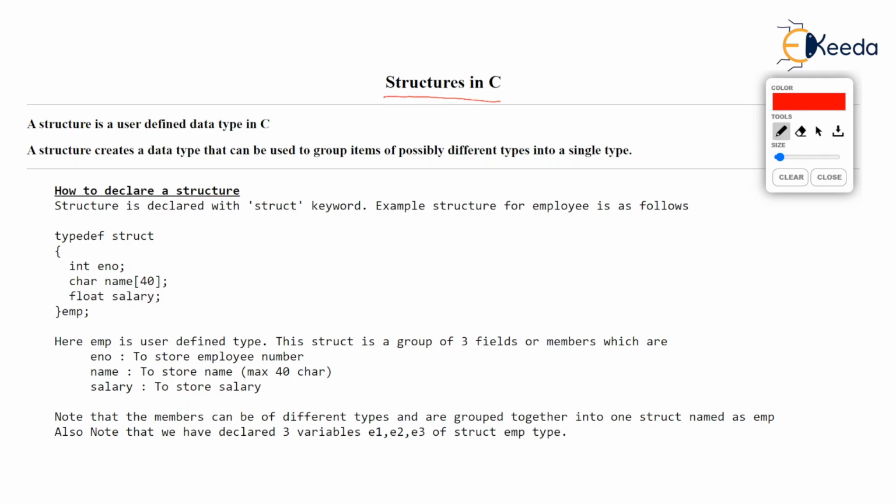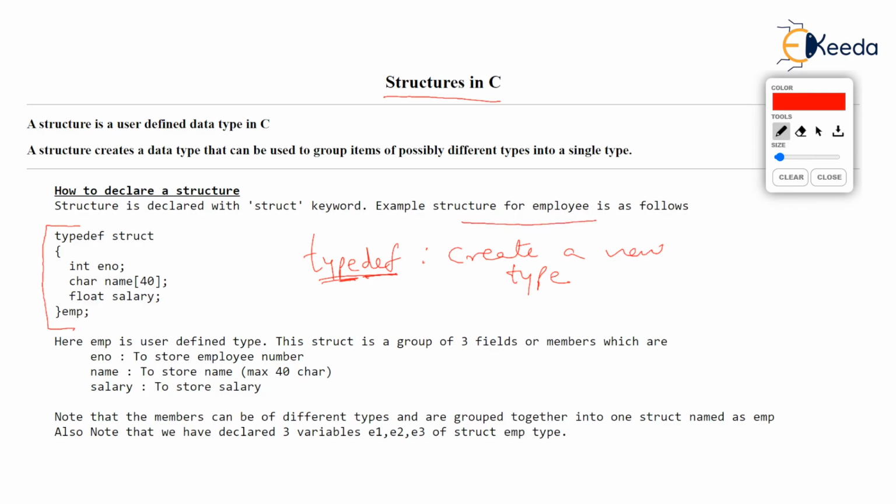Now, an alternate way of declaring a structure is to use typedef. You can use typedef, which actually means create a new type. See what you are defining. When you use typedef, you are defining a new type. That's so easy. Now, let's say we want to declare a structure for employee again, just as in the earlier video.